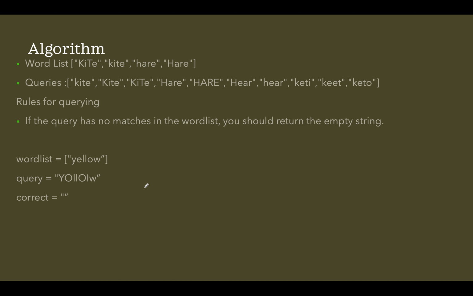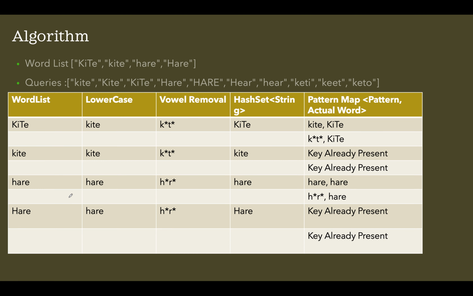And let's talk about the last rule, which is a pretty simple rule. There it says if there is no matching string in the word list, then you have to return empty. Quite straightforward. And let's talk about the actual logic now.